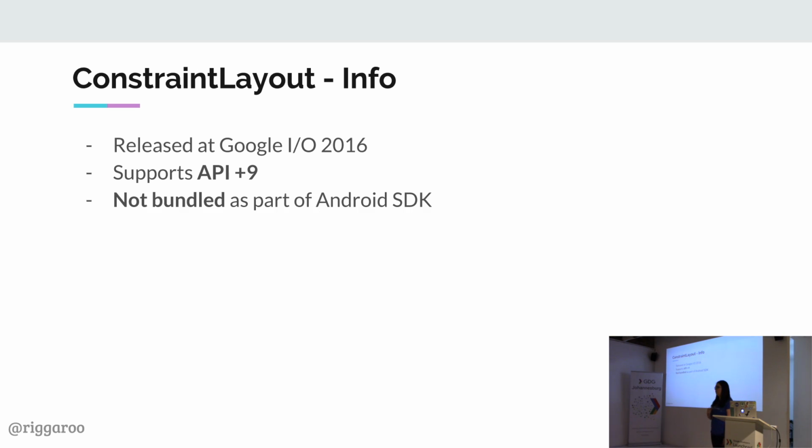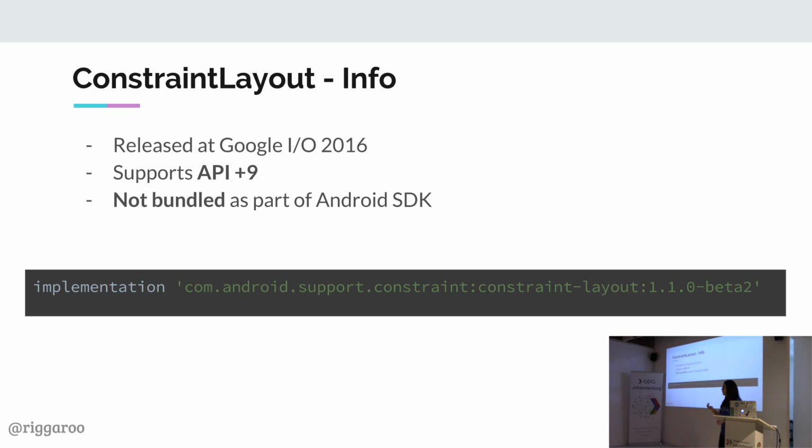The interesting part is that it's not bundled with the Android SDK. You would just include it as a dependency within your Gradle file. Actually, yesterday was the release of beta 2 for constraint layout, with a bunch of bug fixes as well. So I had to update my slides yesterday. Luckily, I saw it. Beta 2 now has a whole bunch more features that the stable version of constraint layout doesn't have. So if you've used Android Studio 2.3, you might not see some of the features that I'm going to show you today, because you're not in Android Studio 3 or using the beta version of constraint layout.